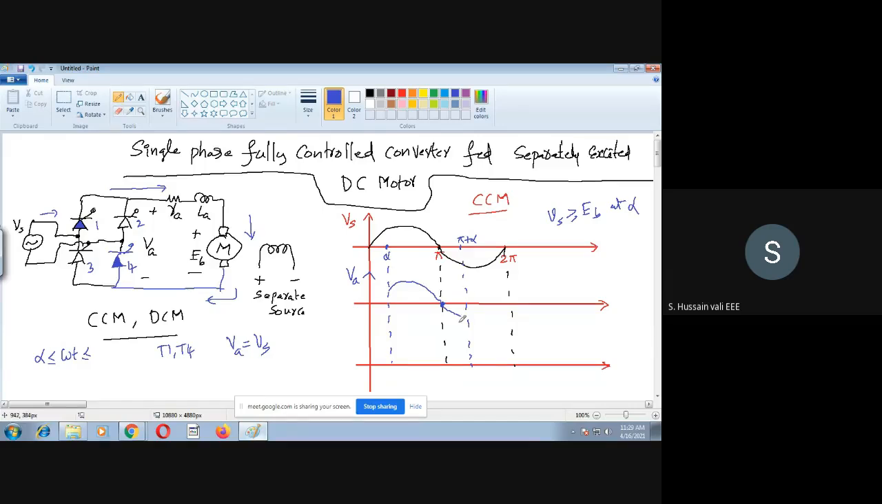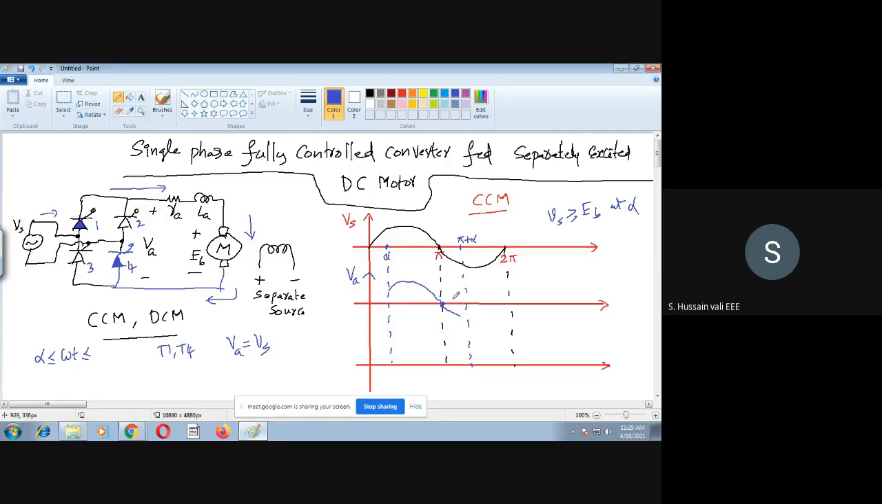But now, as you do not have the freewheeling diode in this particular circuit diagram which I have drawn, definitely 1 and 4 have to conduct. When 1 and 4 are conducting, output voltage VA is the same as the supply voltage. Now the supply voltage is negative, so the output voltage is also negative. This has happened after pi.